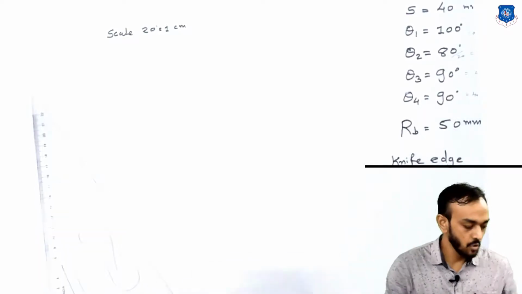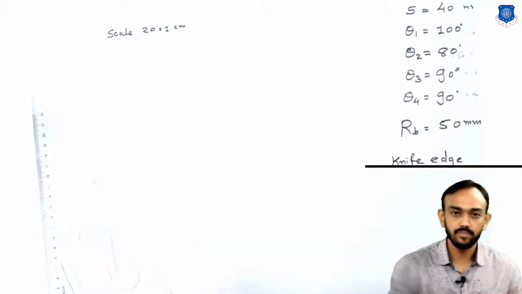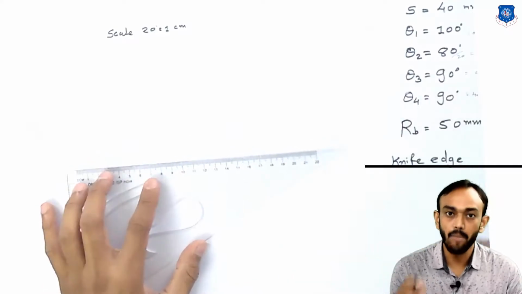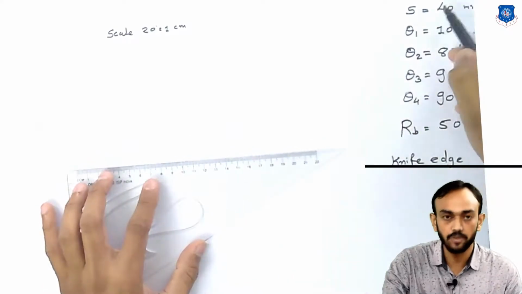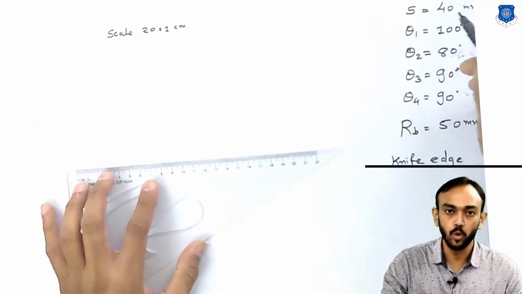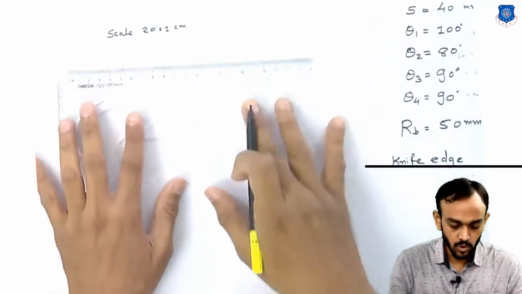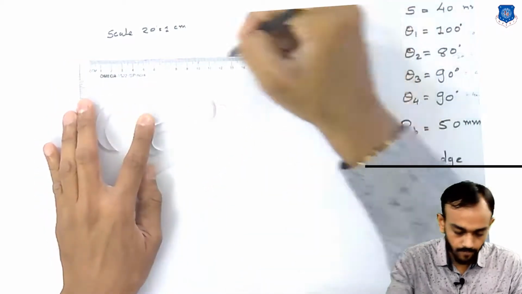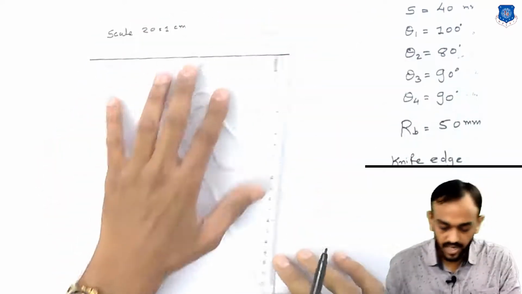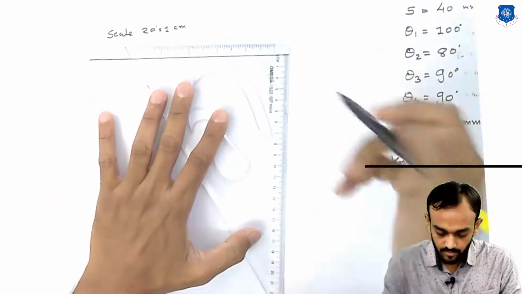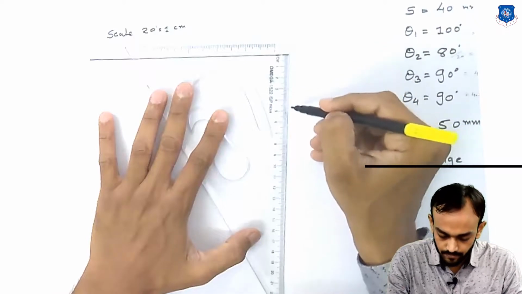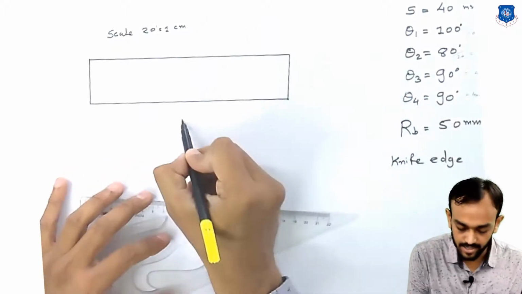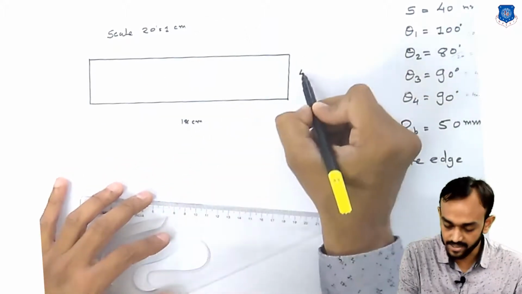As you know, in a displacement diagram we always make a rectangle of 18 centimeters by height. The height depends upon the lift. The lift is given as 40 mm, so the height will be 4 centimeters. So let's start. The length is 18 centimeters and the height is 4 centimeters.